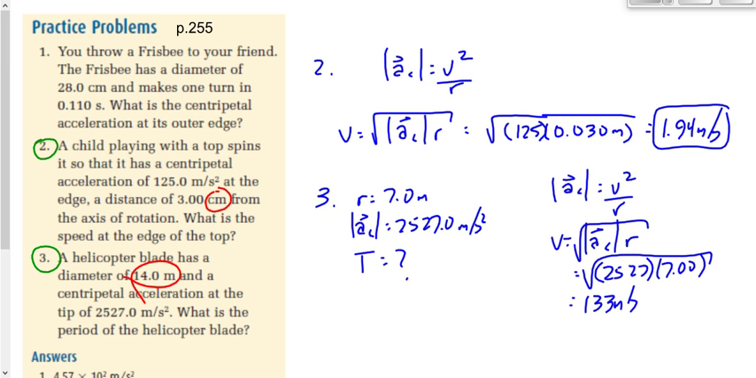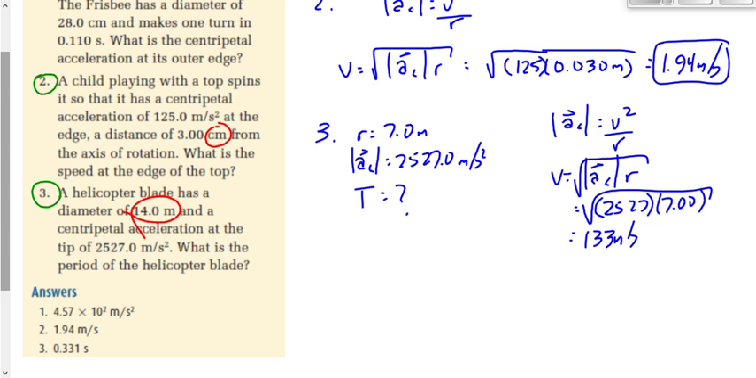It's pretty fast, eh? Yeah, you certainly don't want to be standing there in the way of a helicopter blade as this blade propels itself through the air at 133 meters per second. Okay, that would hurt a lot. Actually, it might not hurt that much. It would be over so quickly that you probably wouldn't feel it at all. Don't stand there anyways.